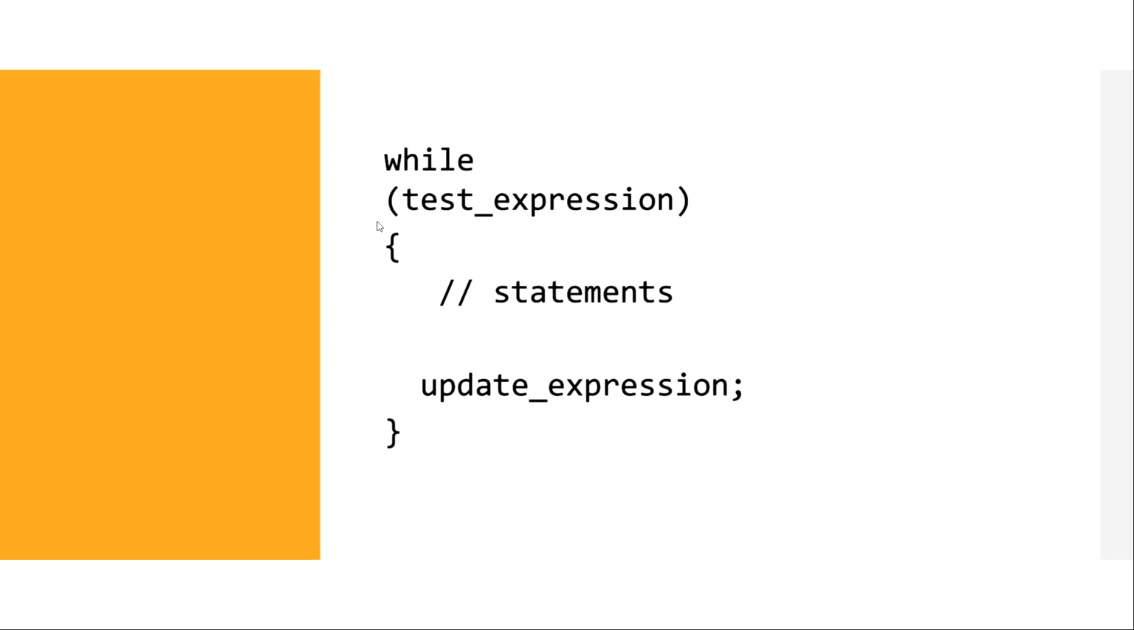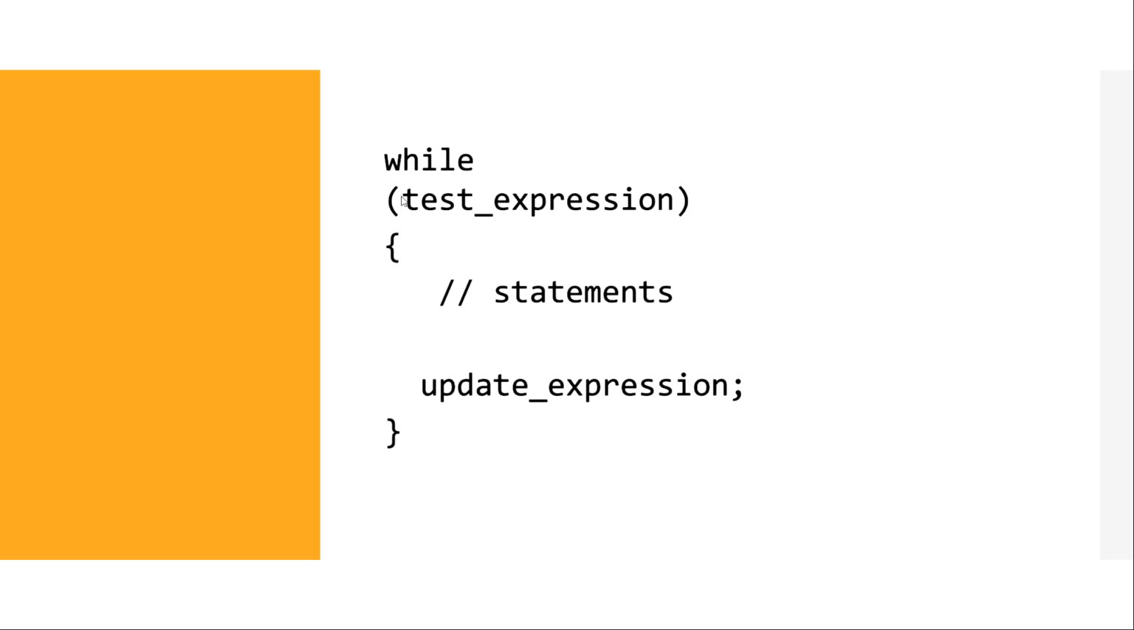So let's see what while loop is in Java. First of all, we will look at the syntax of the while loop, then we will look at the flowchart, and then we will look at some examples. So coming to the syntax, while we'll give a test expression here, and then here we write the statements, and then here we update the expressions. So what is this test expression and update expression?